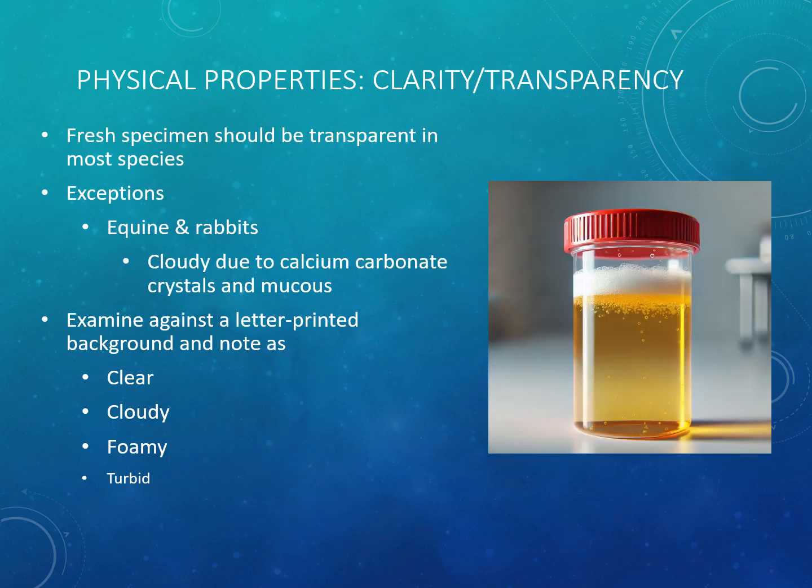Once we've noted the color of the urine and any possible odor, we're going to look at the clarity. Now, you can hold up this, it should be in a clear container when you're doing this, and also you can hold up the urine to something with writing on it and see if you can read the writing through the urine. Normal urine in most species is going to be clear. Exceptions are horses and rabbits. Horses and rabbits have cloudy urine due to calcium carbonate crystals and mucus in their urine. It's normal for them. However, everyone else's urine, like dogs and cats, should be clear.